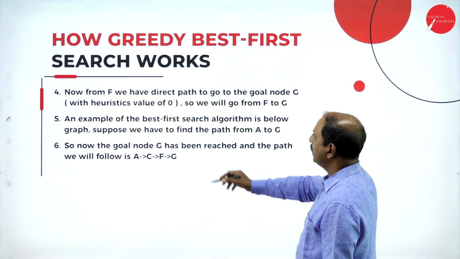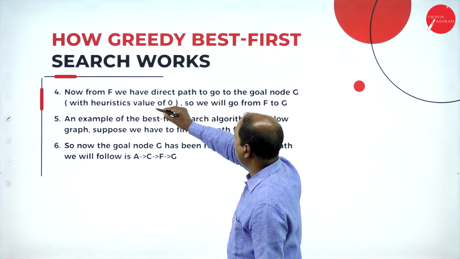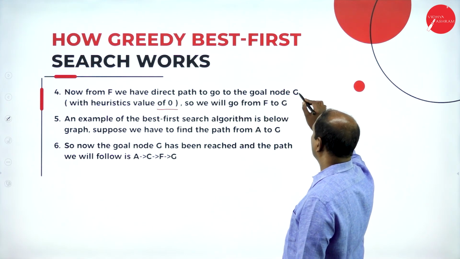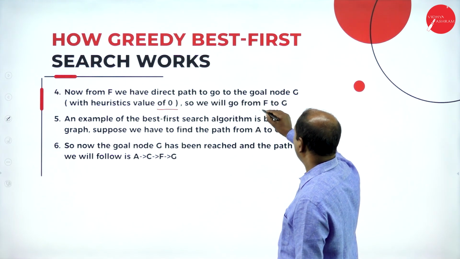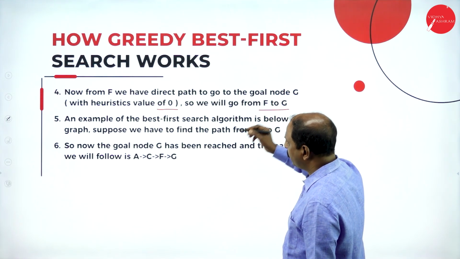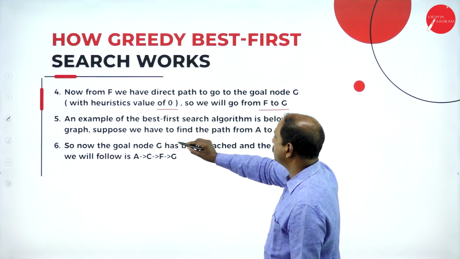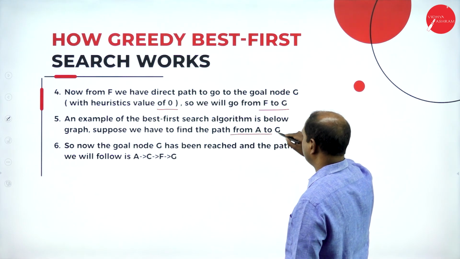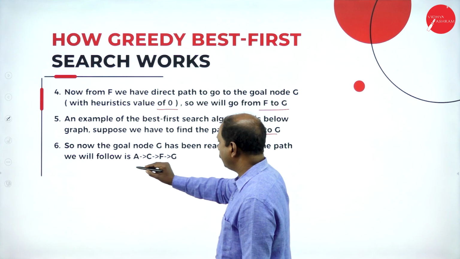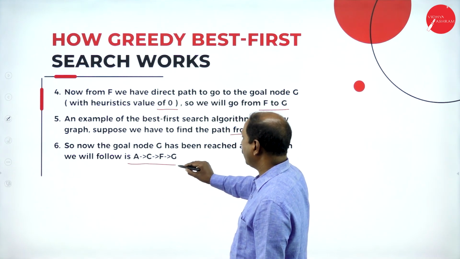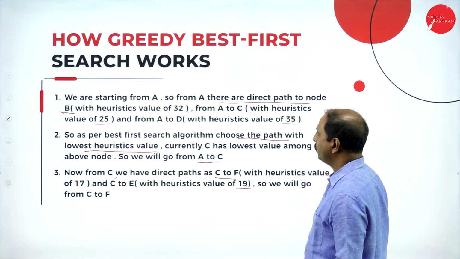The next path: from F, we have a direct path to node G with the heuristic value 0, and always the heuristic value of a goal node will be 0. So we go from F to G. This is the next step. As an example of the best first search algorithm, in the below graph, suppose we have to find the path from A to G. Finally, it is going to reach the goal by taking the path from A to C, C to F, and F to G. So this is how this algorithm functions.